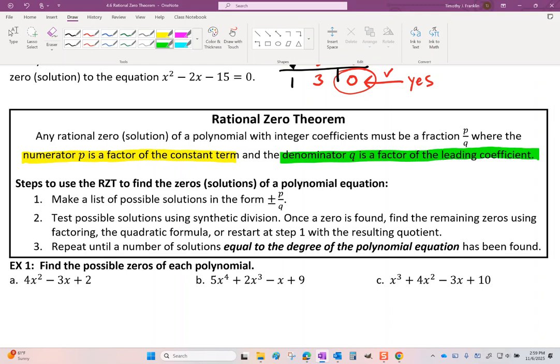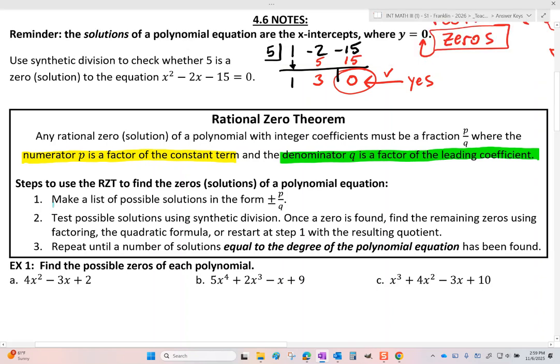So what we are going to do is make a list of possible solutions using that fact, test them with synthetic division, and once we find a 0, then we can find the remaining zeros either in the same way, or if the resulting quotient is a quadratic polynomial, we can use factoring or the quadratic formula. Either way, repeat this until we find solutions equal to the degree of the polynomial equation. So if it's a degree 3 polynomial, we'll get 3 zeros.